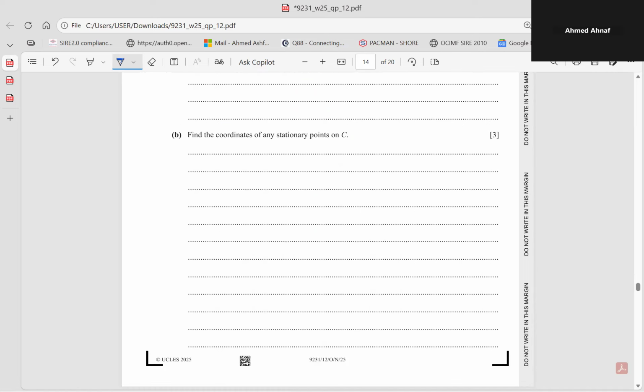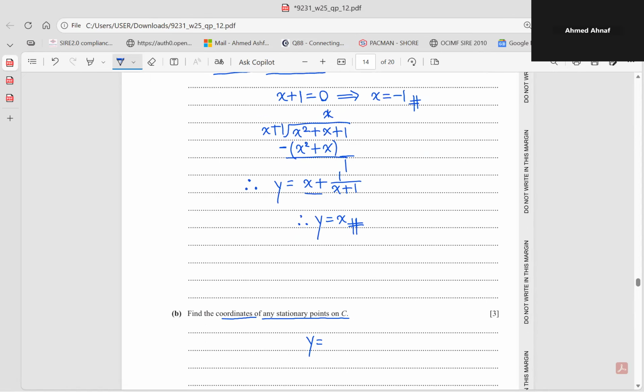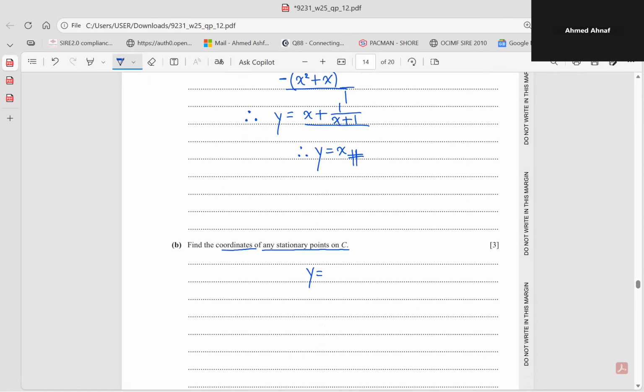Okay, so for this part, we're told to find the coordinates of any stationary points on C. First of all, we obviously have to find dy/dx, and we need to equate it to 0. So first, let's write down an equation in terms of y. Let's take this form. It'll be easier to differentiate.